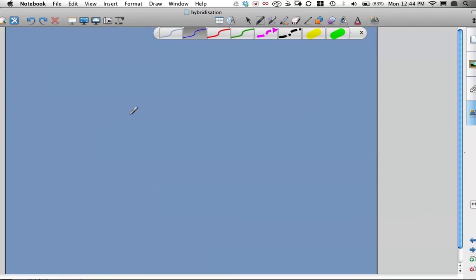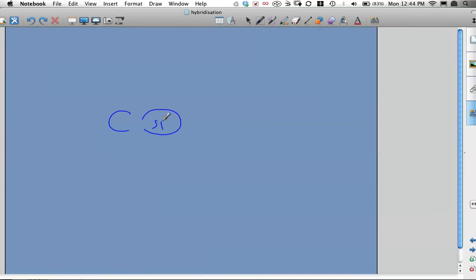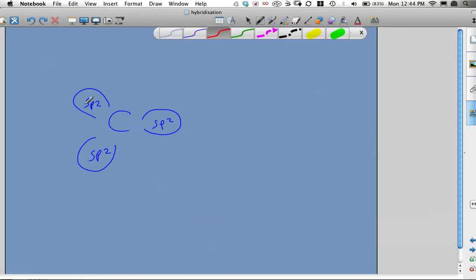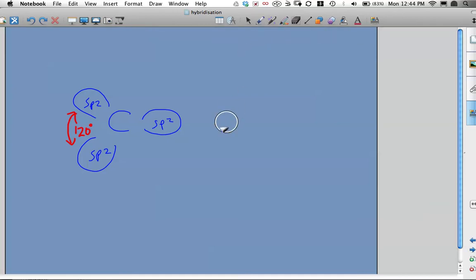And so we're going to look at carbon, and we're going to make this an sp2 atomic orbital. I'm not going to show the other node. I'm just going to show the big bulby bit, sp2 and sp2. And remember, the bond angle here is 120 degrees. Along comes another carbon, and this carbon also happens to be sp2 hybridized.